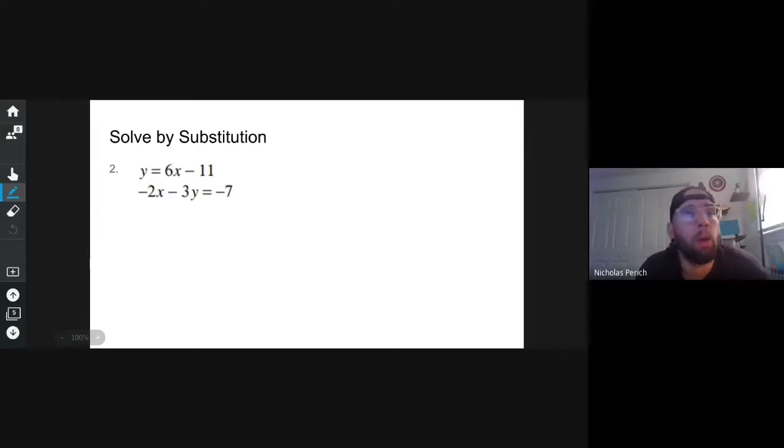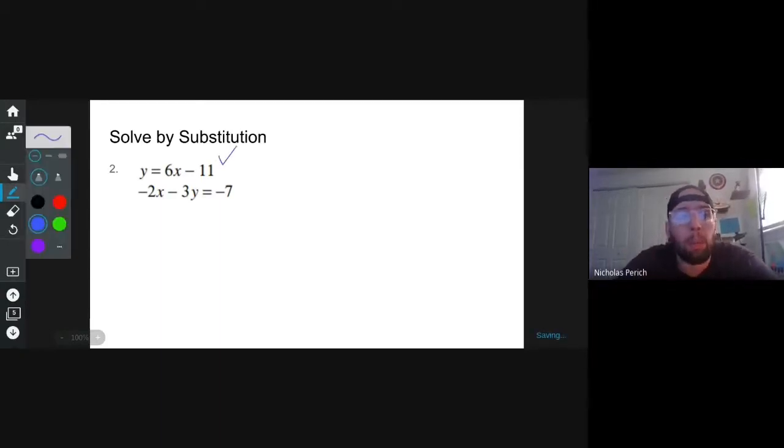Step number 1, make sure one of the equations is solved for one of the variables. In this case, the top equation is solved for y. So I'm going to put a little check mark next to it because that step is technically done. Step 2 is you take that information and plug it into the other equation.